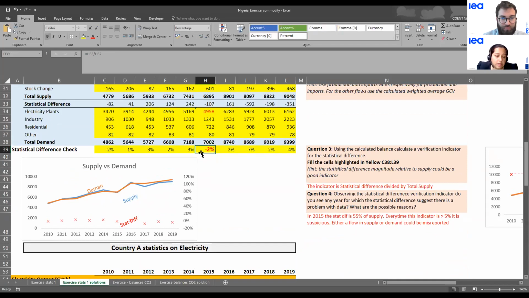So indeed, it was the natural gas input that was creating an imbalance between the demand and the supply, and that error here led to the efficiency being wrong as well. And yes, so that was the end of this exercise.